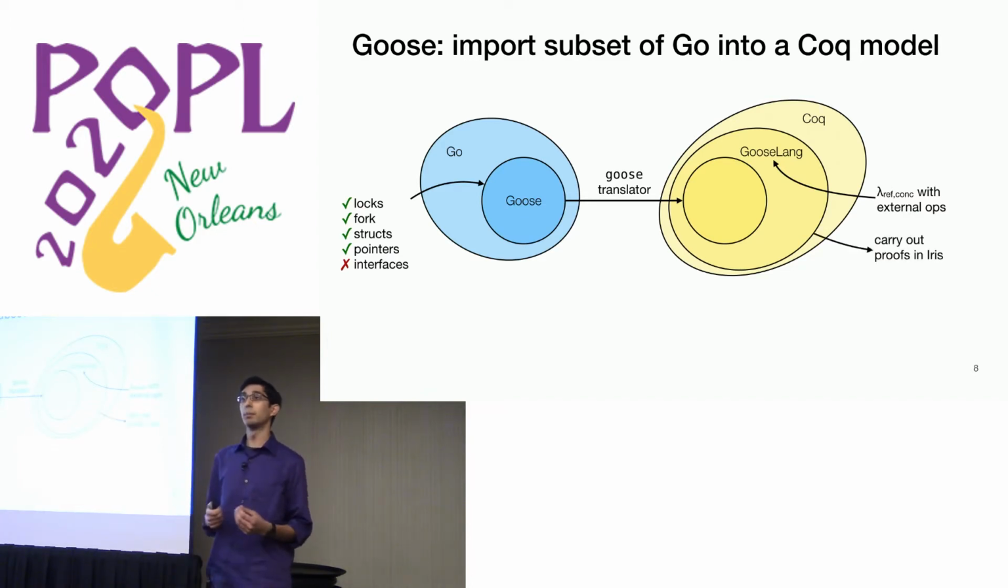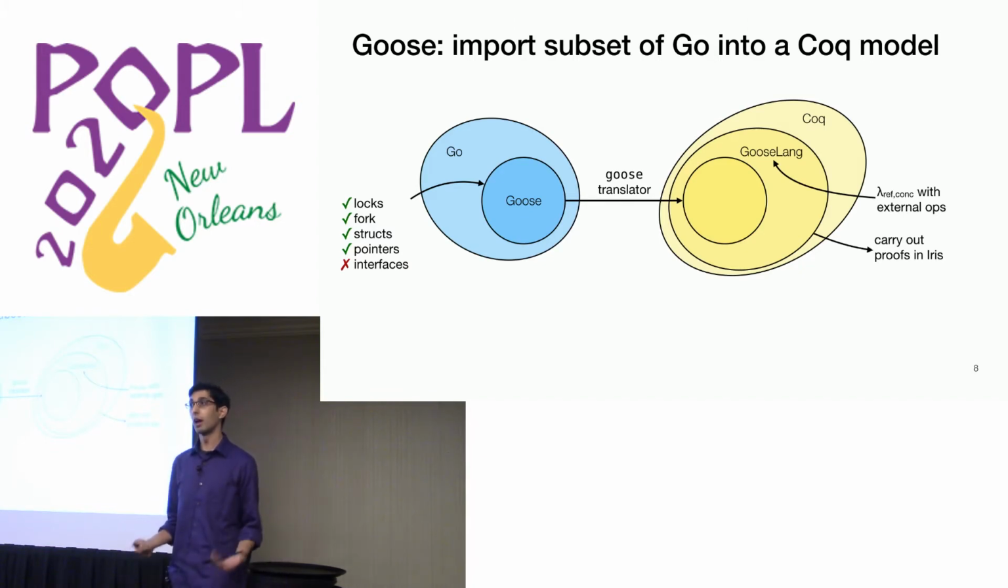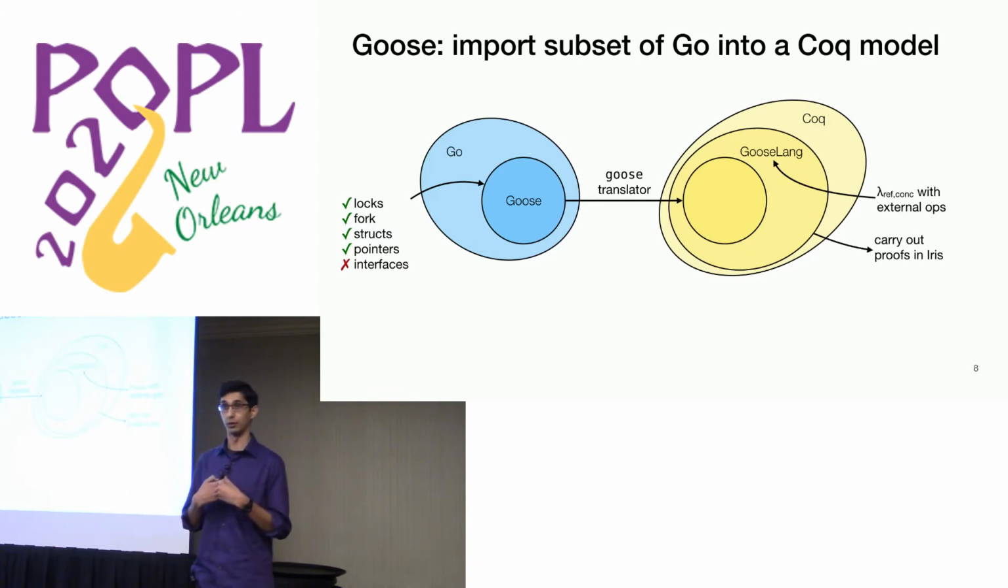And then GooseLang plugs into Iris. So Iris allows you to bring your own programming language, and then it gives you a weakest precondition calculus over that language. And GooseLang just directly implements what Iris expects, which should come as no surprise since it's a copy-paste of heaplang.